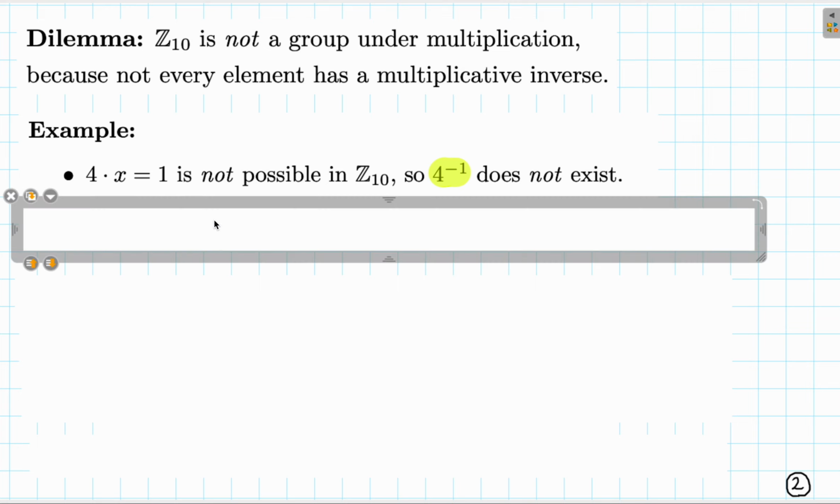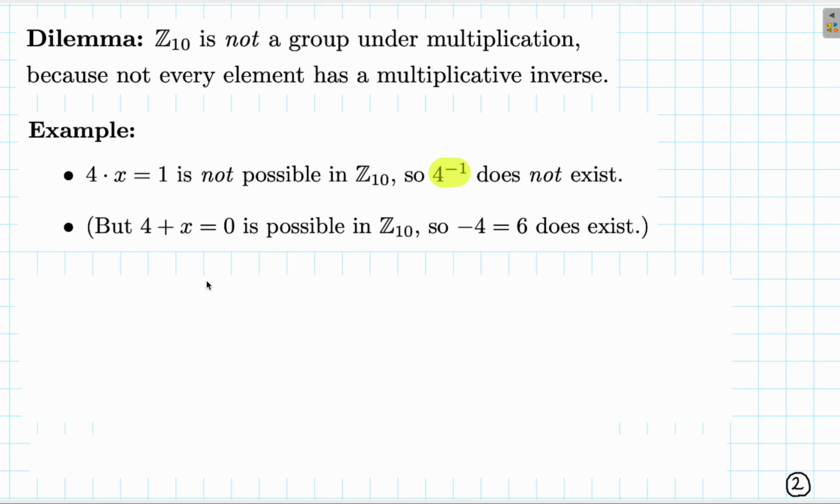Now we do know that Z10 is a group under addition, and in fact the additive analog of 4x equals 1 is 4 plus x equals 0, because we're adding, and the additive identity is 0. This equation is possible in Z10. In fact, 6 does the job. And therefore, the additive inverse of 4 does exist, namely 6.